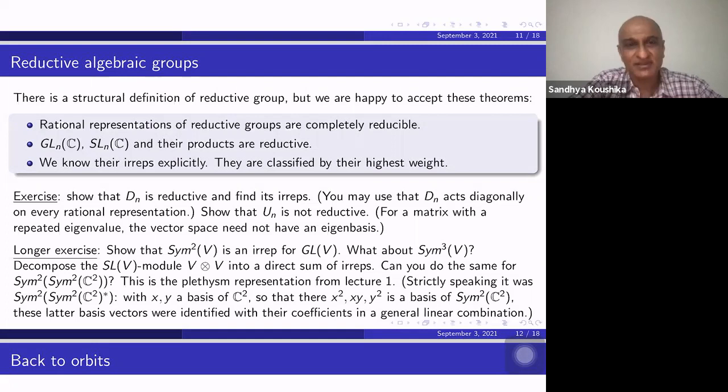Take, for example, just the very basic thing. Just take the action of C star on C, by multiplication. Or if you want, this is the identity map from GL1 to itself. So this is a one-dimensional representation, but there are two orbits in there, namely C star and the vector 0. So those are not linear things.